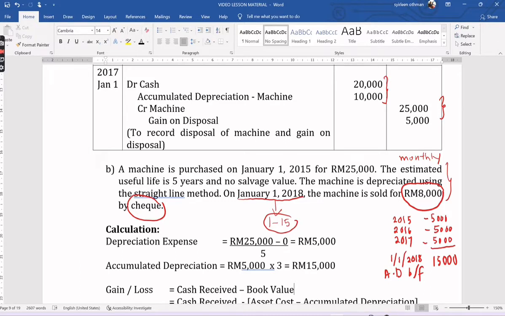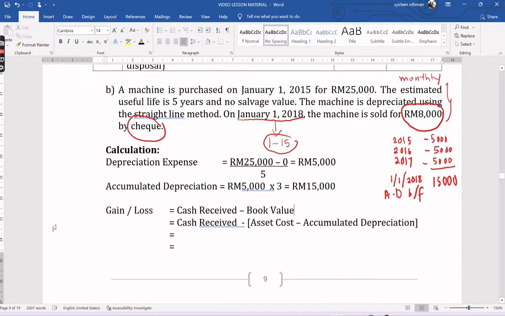So do I need to do a previous entry? No need, because we understand that I am now in 2018. Whatever happened at the end of 2017 has already been recorded in the adjusting entries. So you do not need to declare using any journal entries for 2018. We will proceed straight to the disposal entry, so we can calculate the gain or loss.